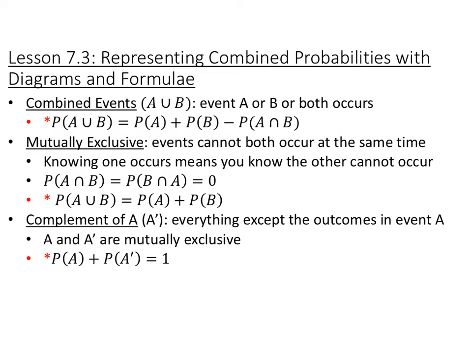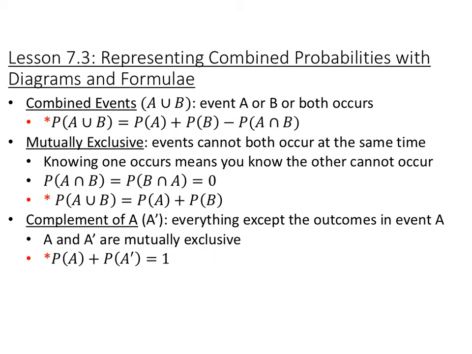The next one is mutually exclusive events. Mutually exclusive events are events that can't occur at the same time. So knowing one occurs means you know the other cannot occur. And it also means that your intersection is going to be 0, so they don't have any shared events. So if you have mutually exclusive events, then you don't have to worry about subtracting these back off. It's just you add the two probabilities.